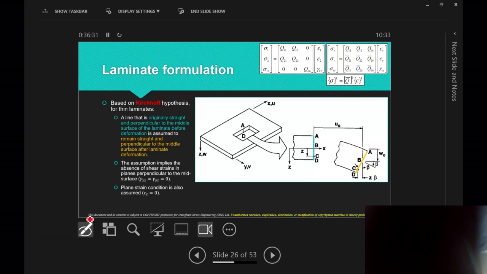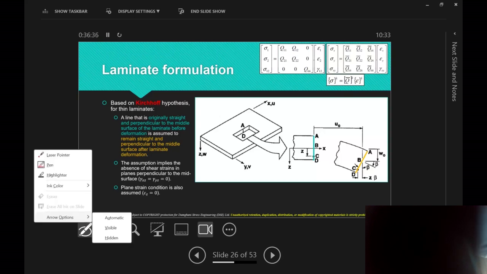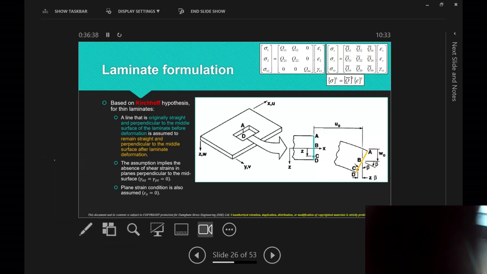So based on the Kirchhoff hypothesis, we are assuming that when your laminates bend or go through bending, the cross section of your structure is straight and stays straight after bending. Not necessarily correct, but it's a good assumption. As long as you assume there is no shear, it is possible. Well, most of the time, it's a good assumption, close enough to reality.